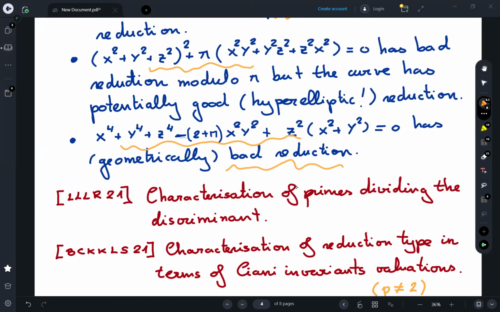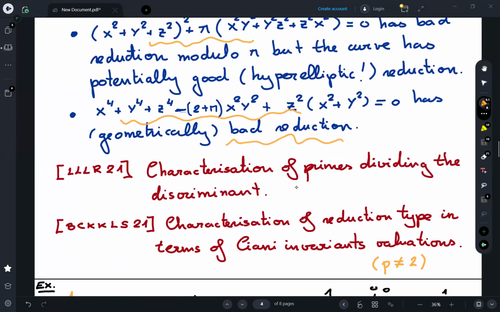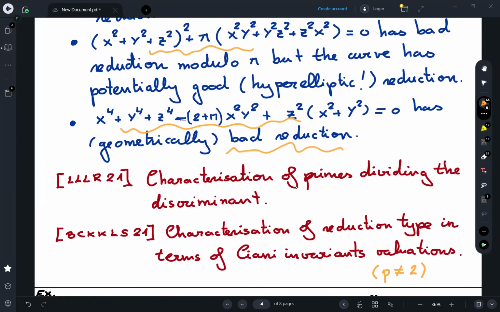But for Ciani quartics, with my collaborators in this paper, plus Pinar Kiliçer and Sabrina Kunzweiler, we characterized, and that was a really nice work, the possibilities for the reduction type of a Ciani quartic just in terms of the invariants. You look at the invariants that I presented to you before, you look at the valuation of the invariants, and there is really a criterion: if this valuation is bigger than this, if this one is bigger than this, and so on, then the reduction type is this one.